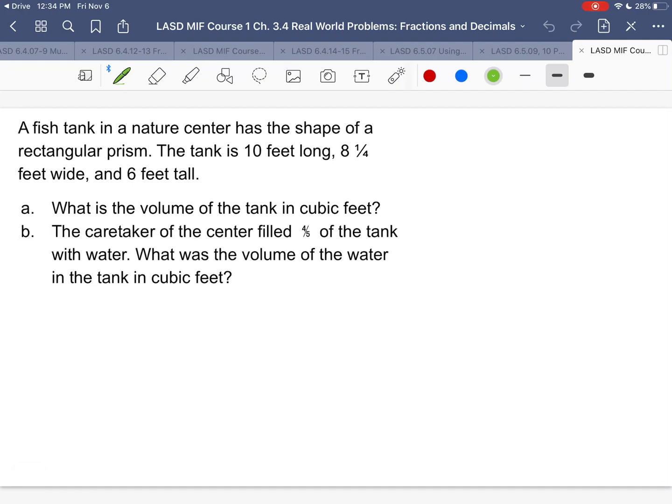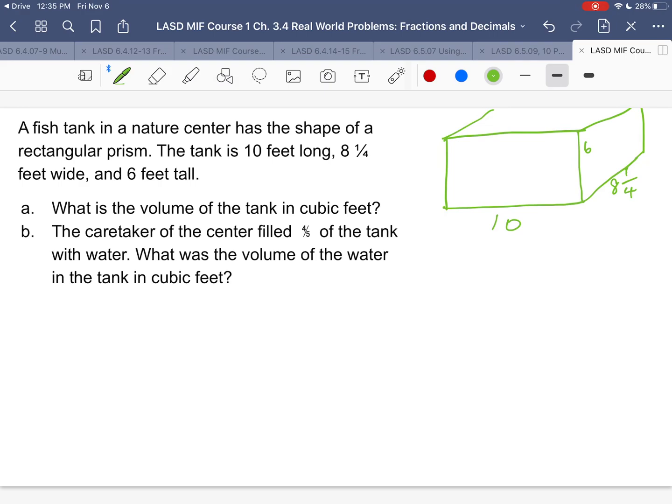So let's start with this, where we have a situation where there's a fish tank in the shape of a rectangular prism, and we have some questions about the volume of water in the tank. So the first thing to do is to draw a model. So I'm going to draw a rectangular prism, just a rough drawing. It doesn't need to be very precise, just 10 feet long by about 8 1/4 feet wide, sorry, by about 6 feet tall. So like this.